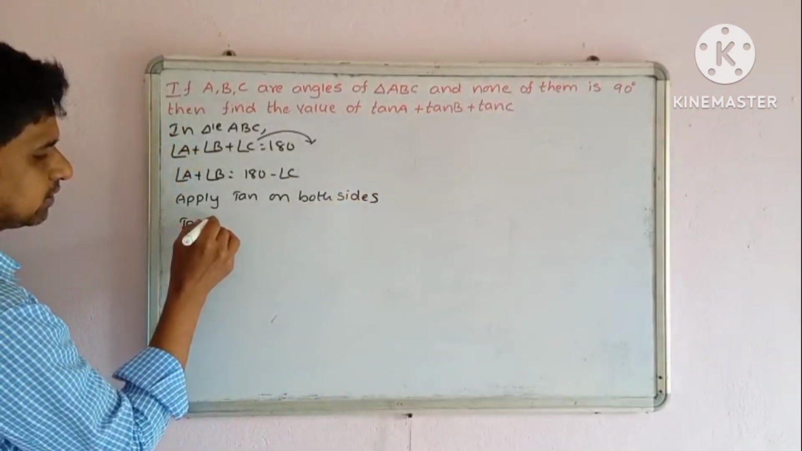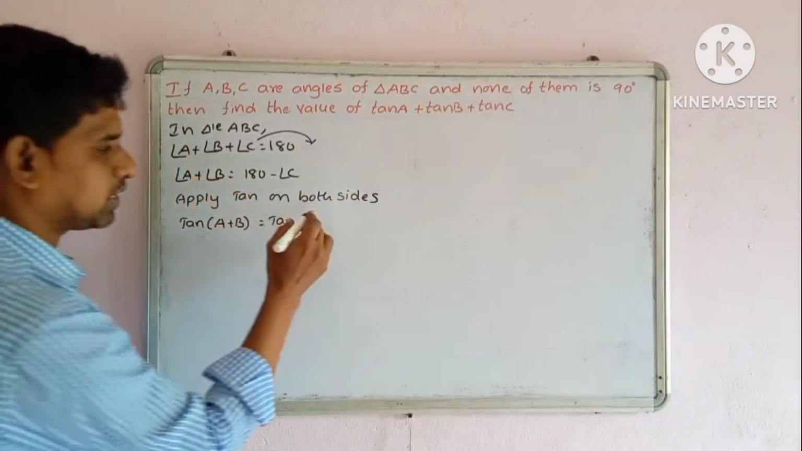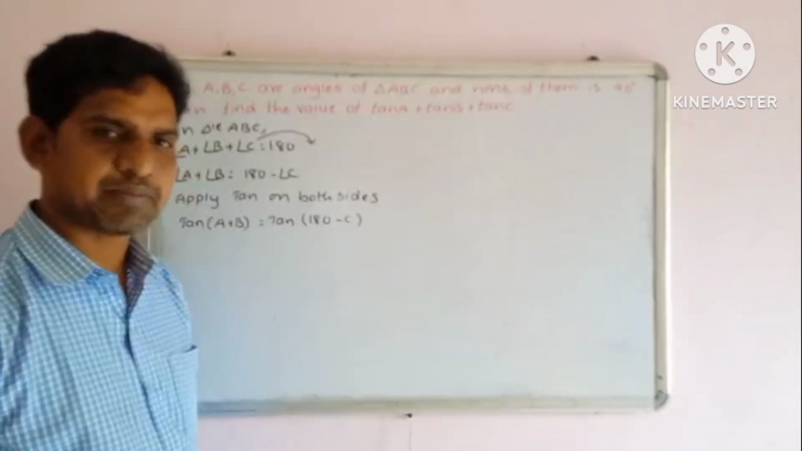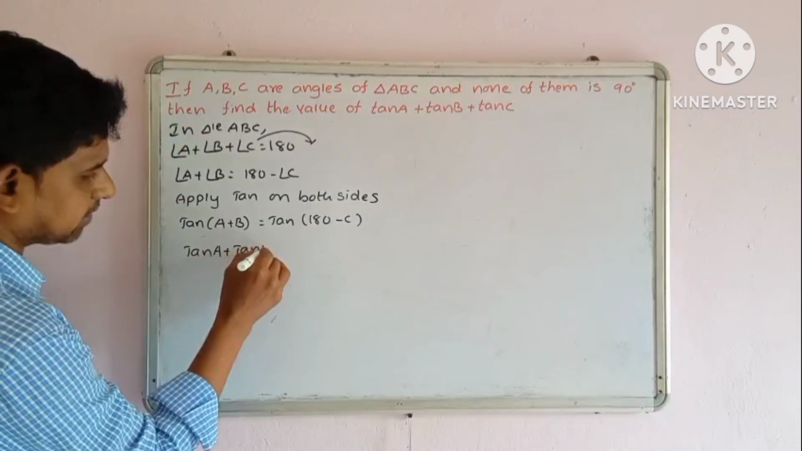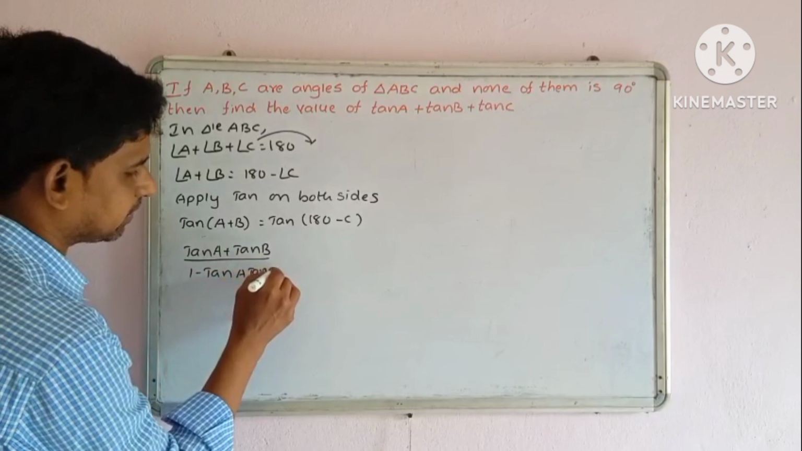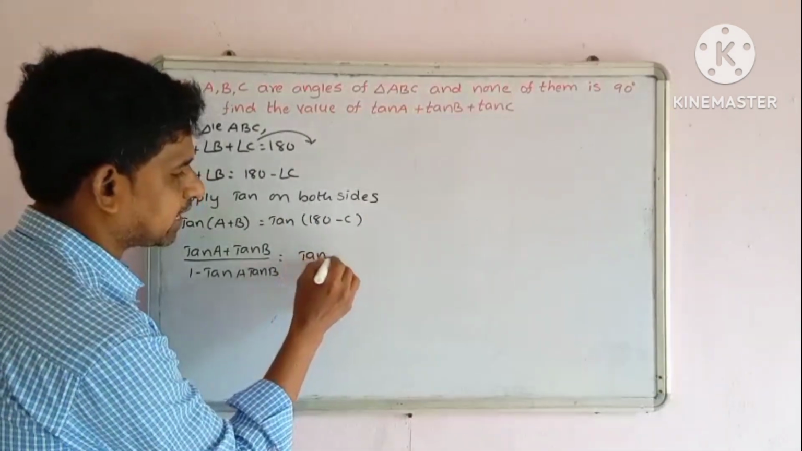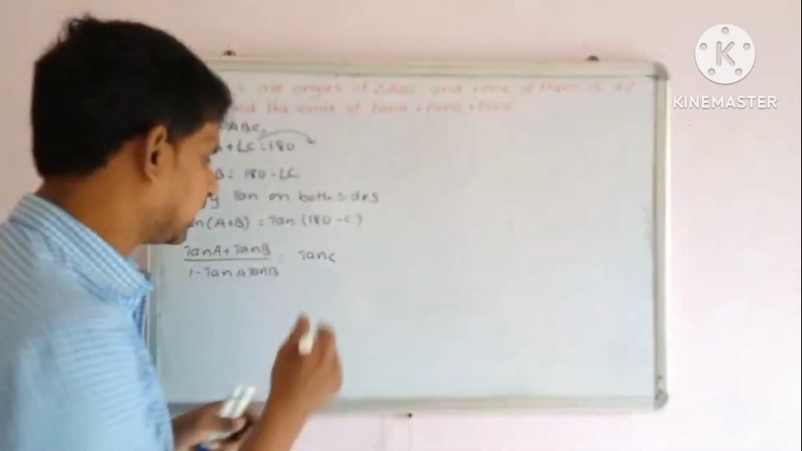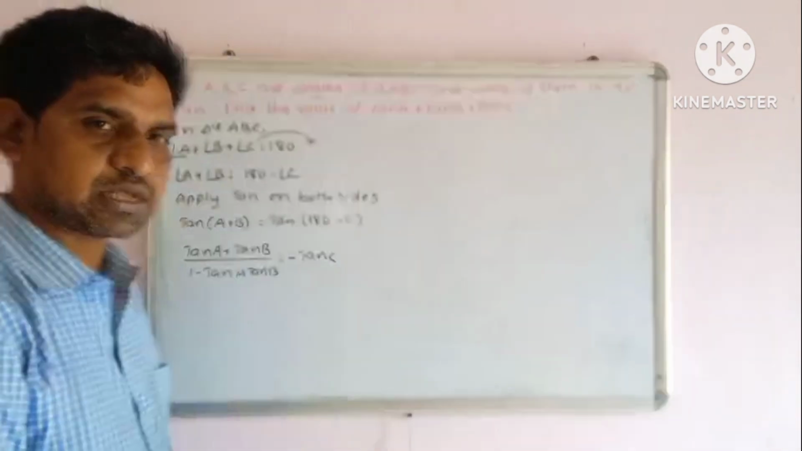So tan of A plus B equals tan of 180 minus C. What is the formula of tan of A plus B? Tan A plus tan B by 1 minus tan A tan B equals tan of 180 minus C. Tan of 180 minus C is in which quadrant? Second quadrant. In the second quadrant tan is negative. Only sine and cosecant are positive, and the remaining trigonometric ratios are negative.